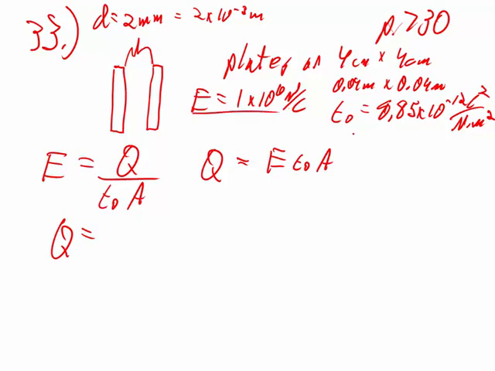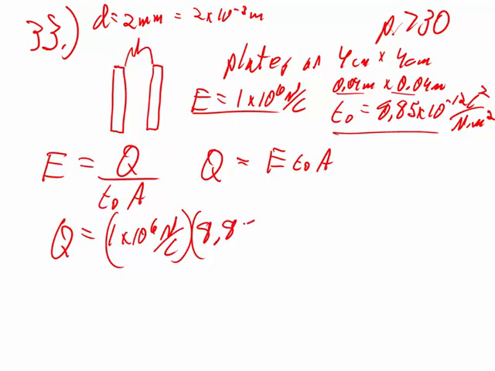So we have the electric field, we have epsilon naught, we have our dimensions in meters. Now we can find the charge, okay? So the electric field is 1 times 10 to the 6th newtons per coulomb times, all right, now look, we've got to do what next? Let's do epsilon naught and then area last, all right? 8.85 times 10 to the negative 12th, and that's Coulomb squared per Newton meter squared, okay?